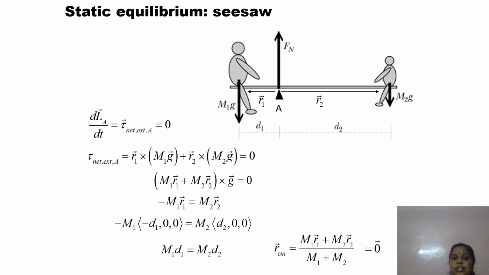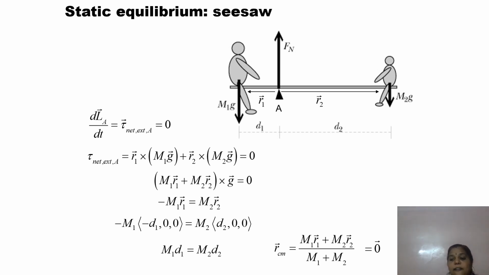How? Again based on the conservation of angular momentum, we can say that dL by dt, which is equal to torque tau, is equal to 0. What is torque tau? Torque tau is nothing but r cross F. What is F? F is nothing but m1g. So the torque tau due to the first force and due to the second force, when added together, will be equal to 0, which means that we can find the point at which both children balance each other.